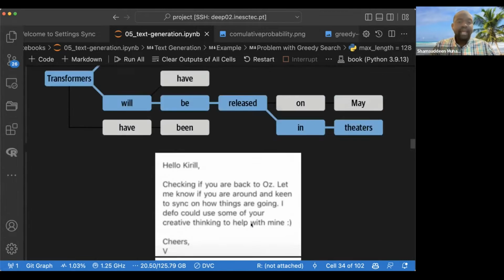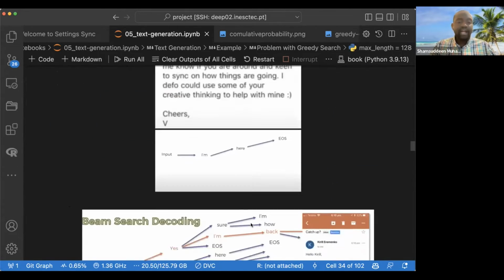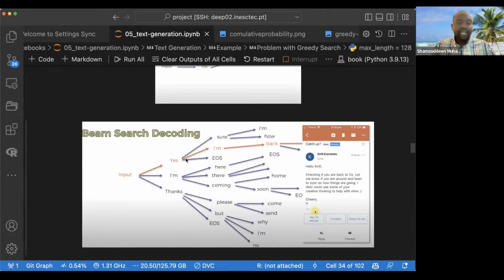But if we use beam search here, and another example here, you can see we have different kinds of answers. This is the input, and here you can see, yes, I'm back. I'm here. I'm coming soon. You can see different diversity.